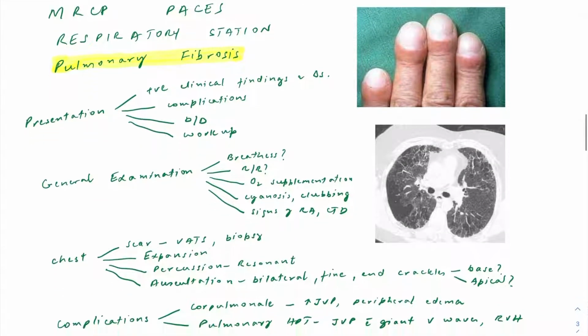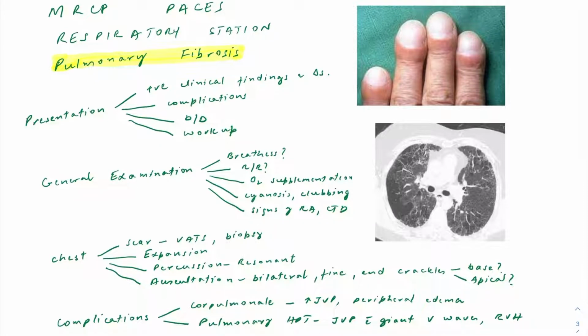General examination. Once you're examining the patient, you just see whether the patient is breathless or not. It's a good idea to count the respiratory rate, look for any oxygen supplementation, look for any cyanosis or clubbing, or maybe signs of any connective tissue disease like an SLE rash, or signs of rheumatoid arthritis like rheumatoid hands.